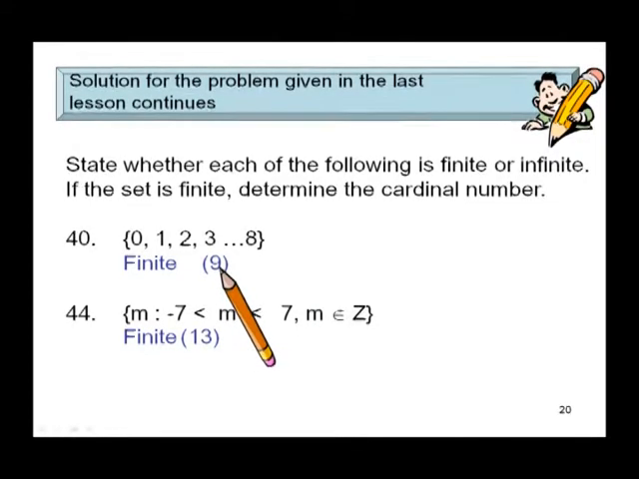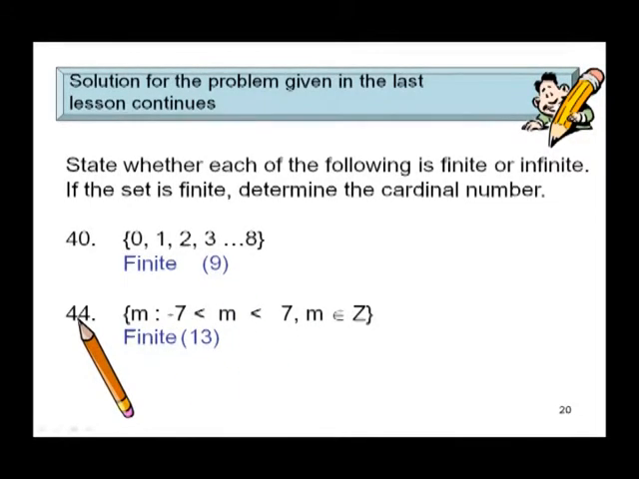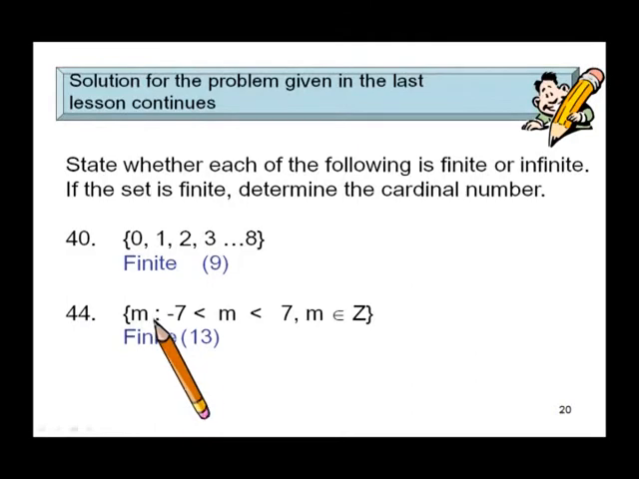Finite. Cardinal number 9. 44. The set of m such that m is greater than negative 7, less than or equal to 7. m is an element of the set of integers. It's finite. 13.